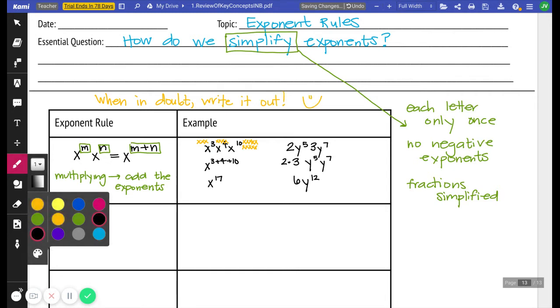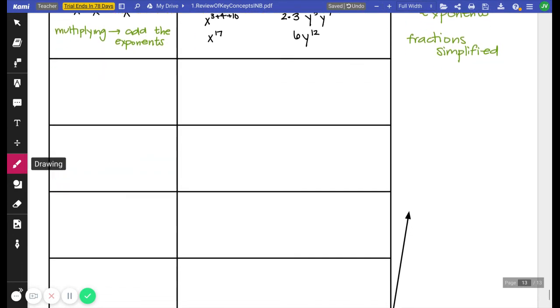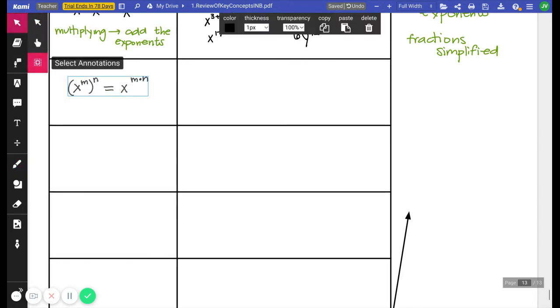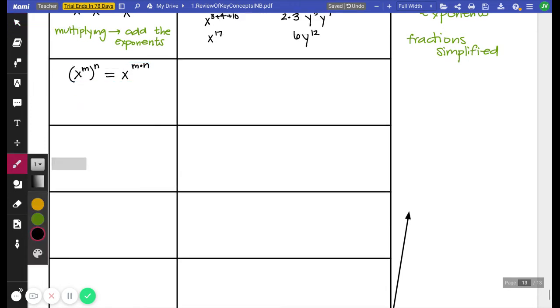Our second rule. Let's say I have a power raised up to another power. In that case, I multiply those two. So a power to a power gets multiplied.